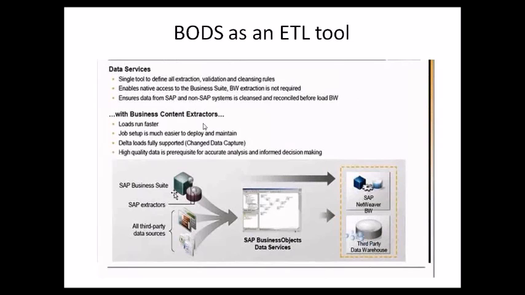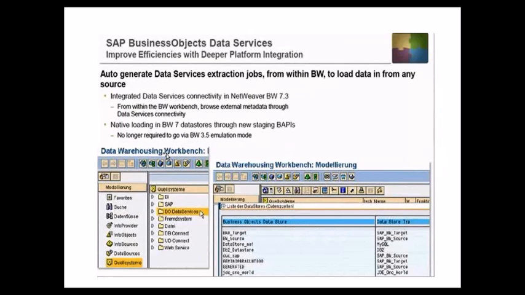By using these, the advantages are that your loads can run fast, job setup is much easier to deploy and maintain, and delta loads are fully supported. See here, delta loads are fully supported by using CDC. We already discussed this change data capture, using hierarchical flattening and history preservation. High quality data is a prerequisite for accurate analysis and informed decision making.